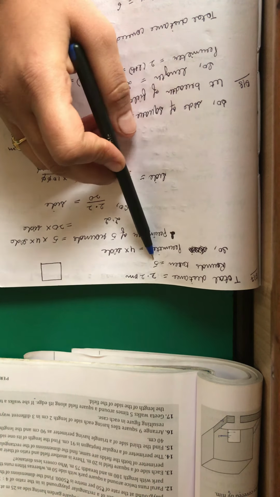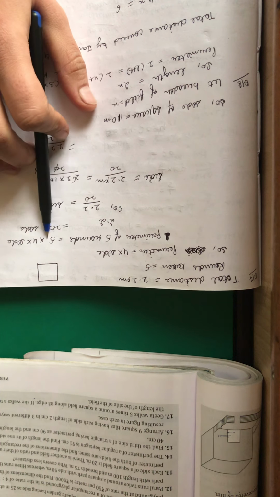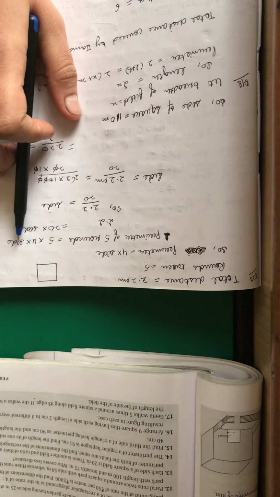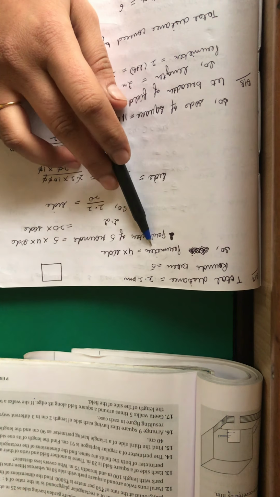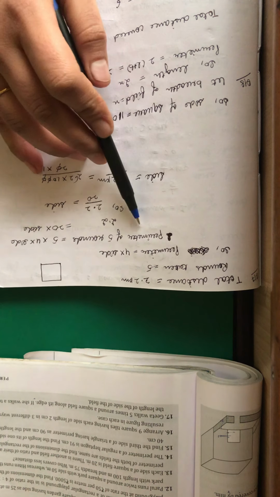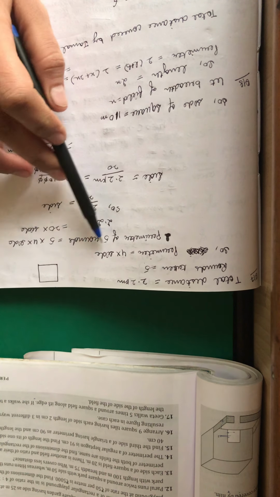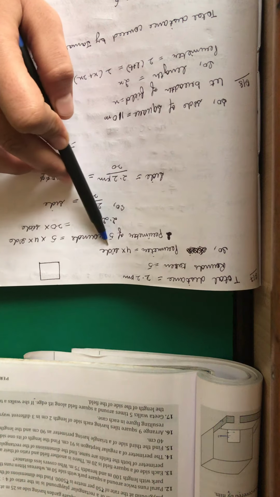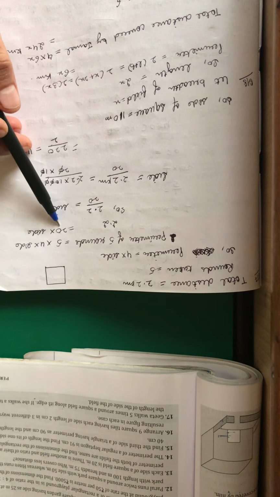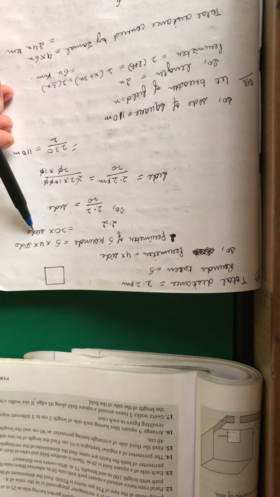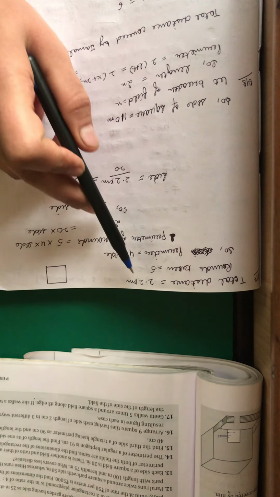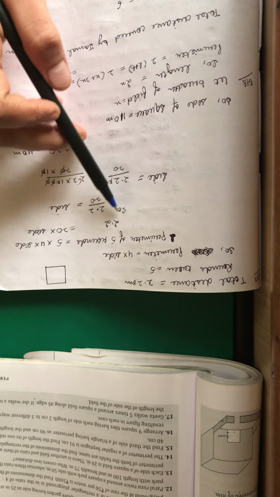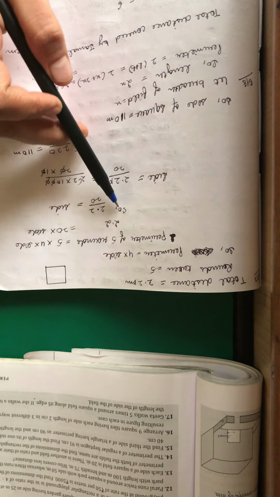So perimeter of 5 rounds will be 5 into 4 into side. Apply unitary method. Perimeter for 1 round is 4 into side. Perimeter for 5 rounds will be 5 into this number, 5 into 4 into side. 5 into 4, 20. 20 into side. Now perimeter total was given 2.2. It means 2.2 is equal to 20 into side.